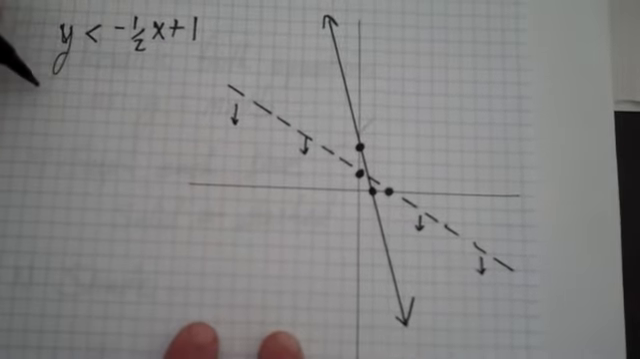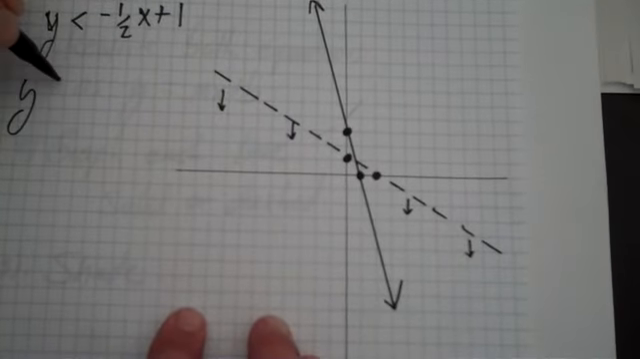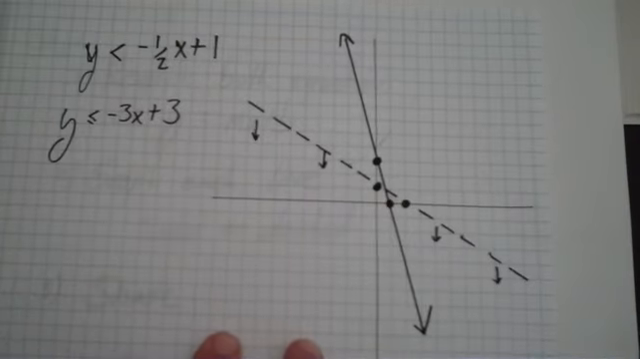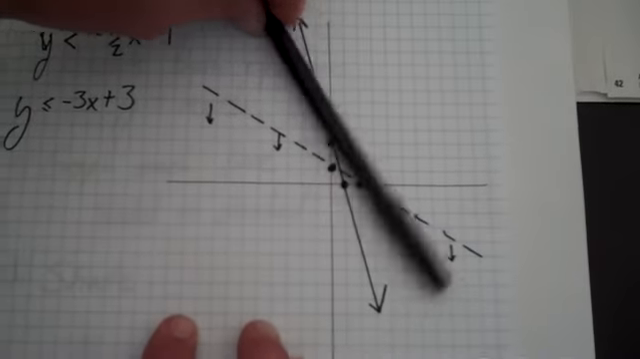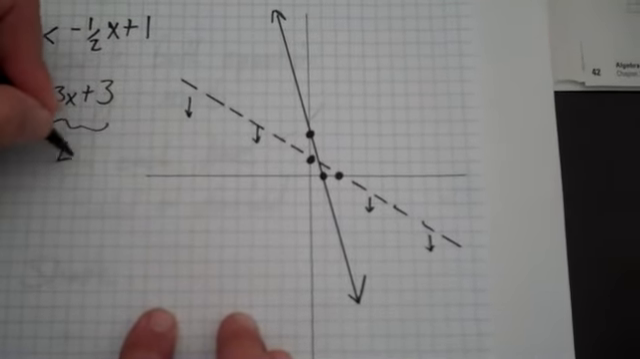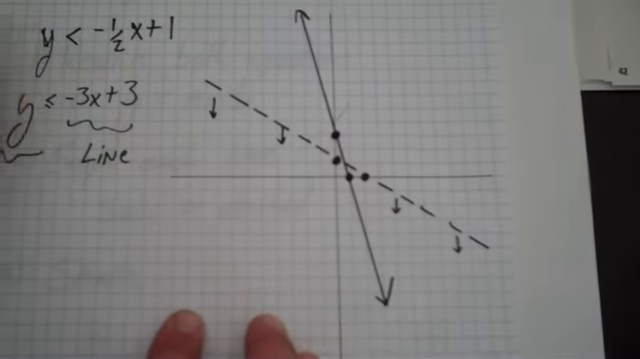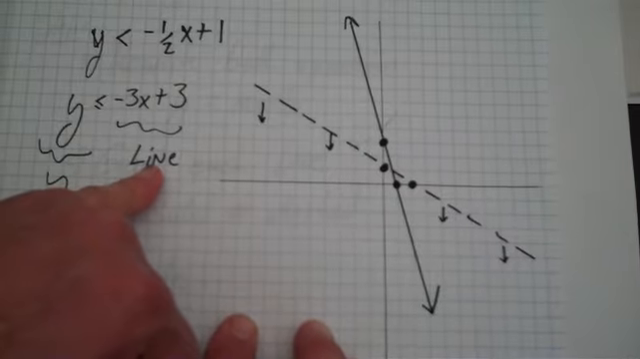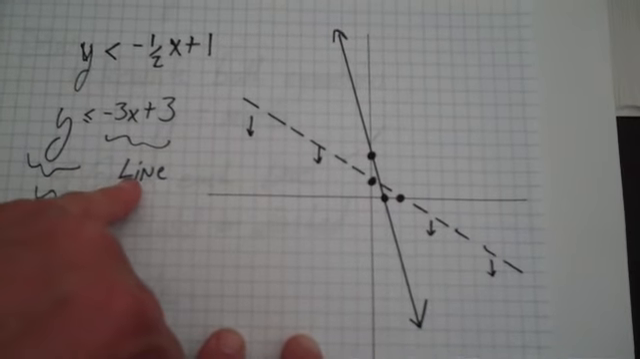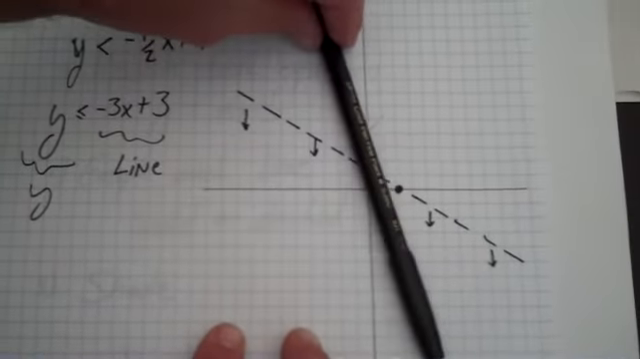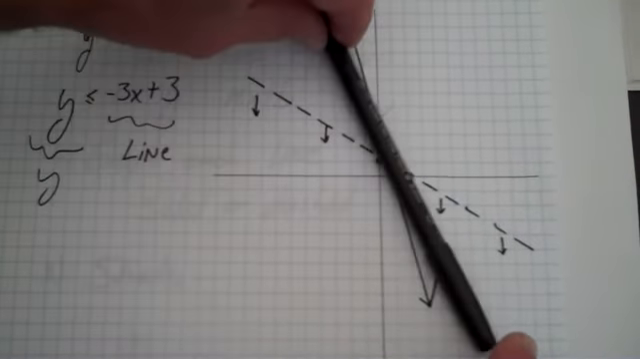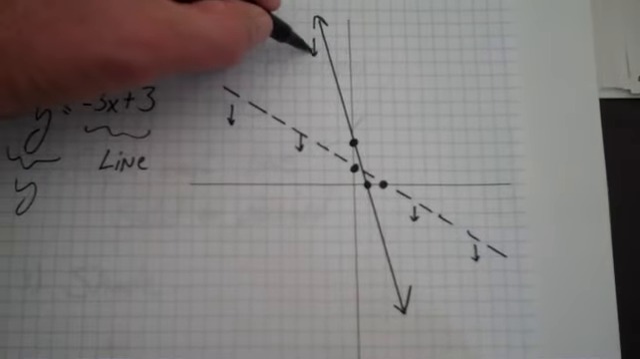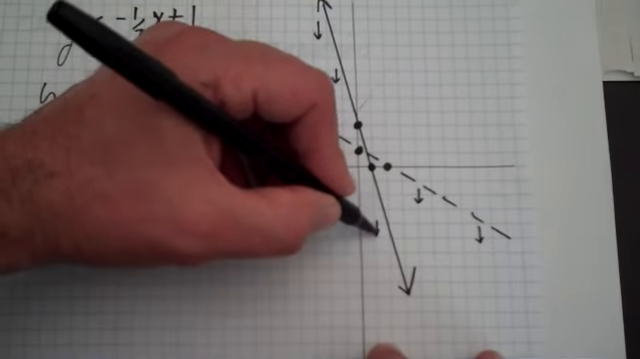Now let's go to the other problem. The other problem is y less than or equal to minus 3x plus 3. Here's the line, and here's y. Is y less than the line, or is y greater than the line? Less than. If y is less than the line, we have to think, are we going to shade down or are we going to shade up? Down. We're going to shade down. So let's put in pencil arrows that go down.